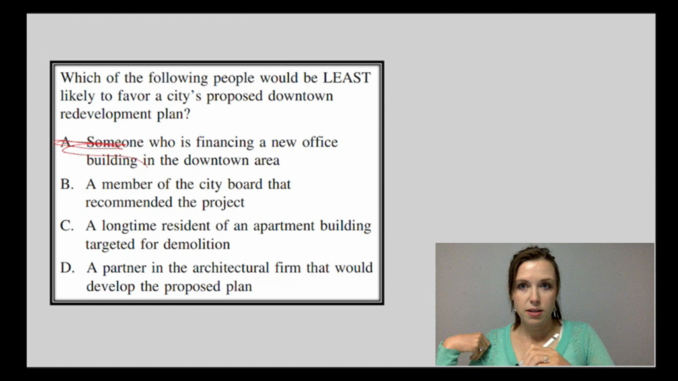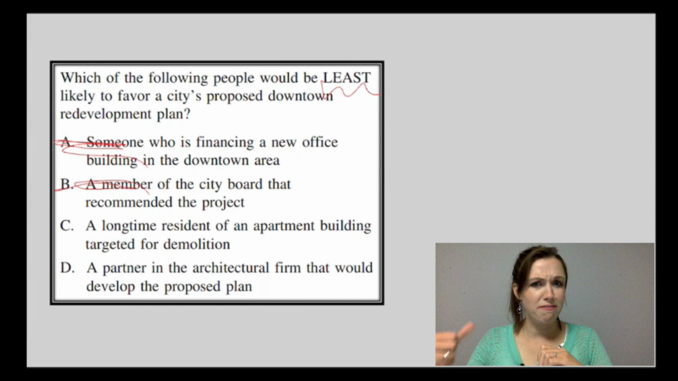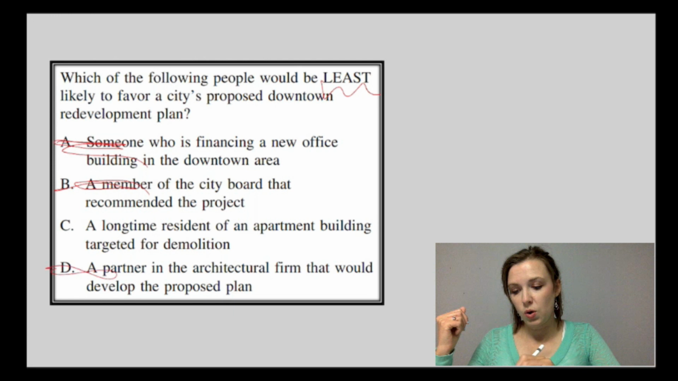A member of the city board that recommended the project. Of course he's going to be in favor of it, right? A longtime resident of an apartment building targeted for demolition. He's going to be like, I don't want this. I don't want to be evicted and then have my apartment torn down. It's going to be a work project for me, right? So D, a partner in the architectural firm that would develop the proposed plan. Yeah, he's like, I'm going to get some business. I'm going to get some money. So it would be C, the poor guy there is getting kicked out.